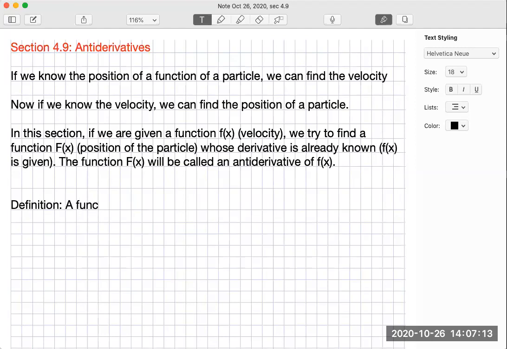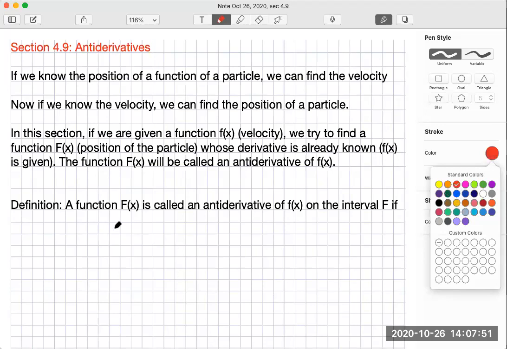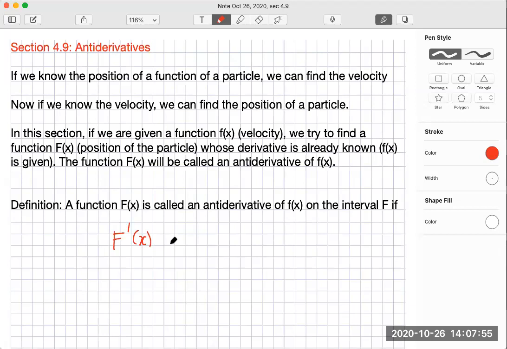A function definition: a function capital F is called an antiderivative of the function small f of x on the interval I if the derivative F prime of x gives us f of x for all x in I. Just a definition, right?